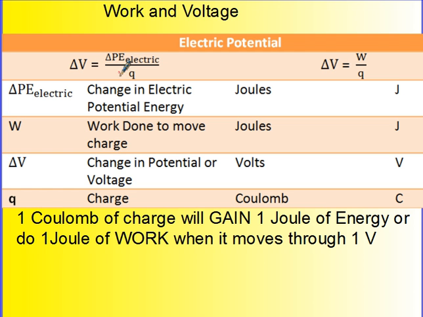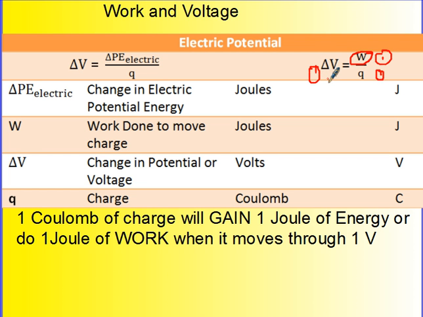If I have the voltage as a change in potential energy divided by Q, in order to move the particle, we have to overcome this potential energy, and so that's the work done. So another way to write this is the change in voltage is the work per unit charge. Now, think about this. 1 coulomb of charge will gain 1 joule of energy, or do 1 joule of work when it moves through 1 volt.